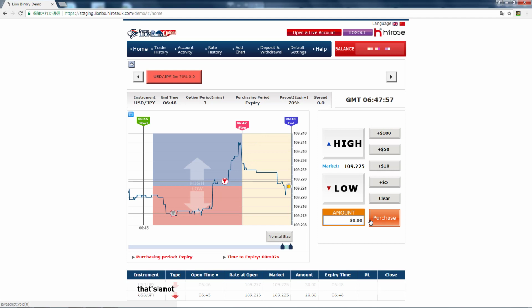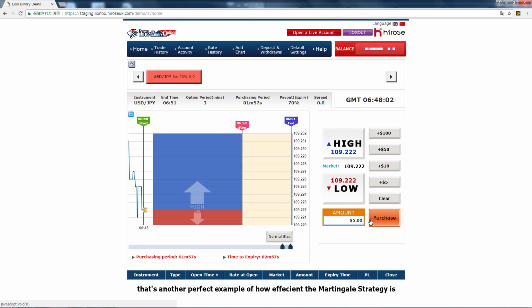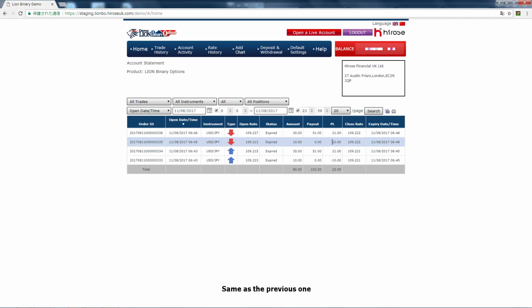Alright, that's good. So that's another perfect example of how efficient this Martingale strategy is. So now let's have a look at the trade history. Alright, so same as the previous one, I lost the first purchase, but I won the second one. So I was still making $11 profit. So now the total profit comes to $22. So let's get back to it and make a few more trades.